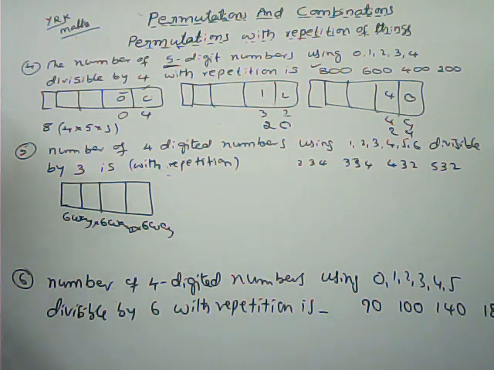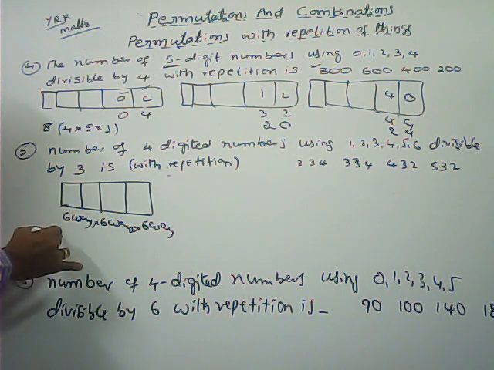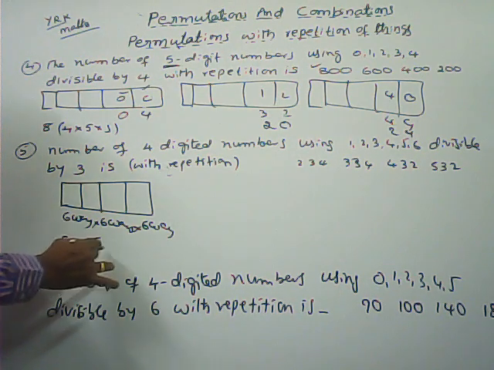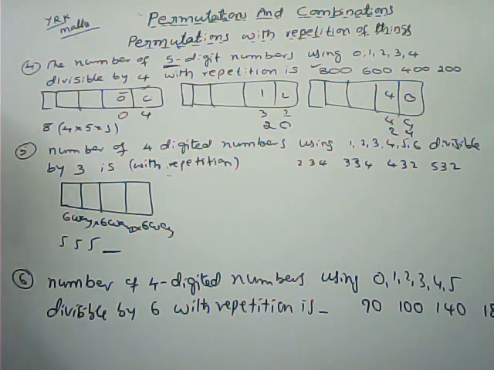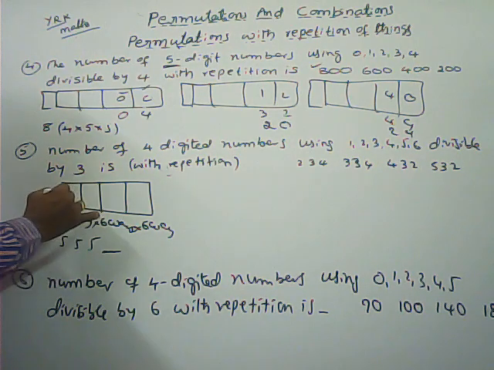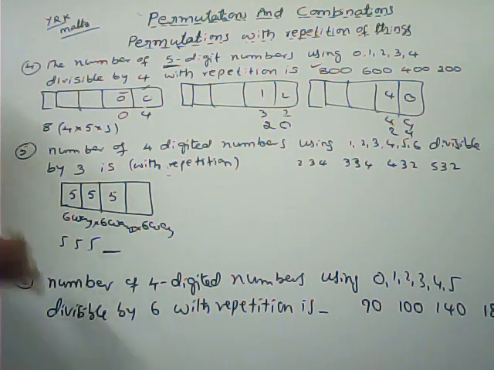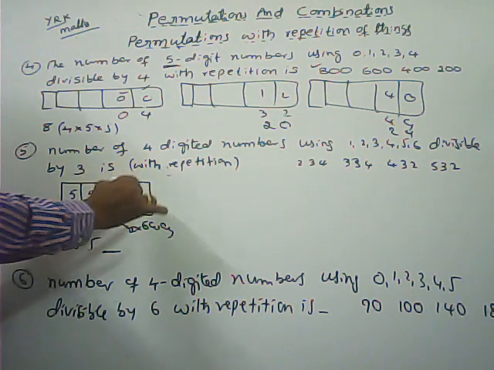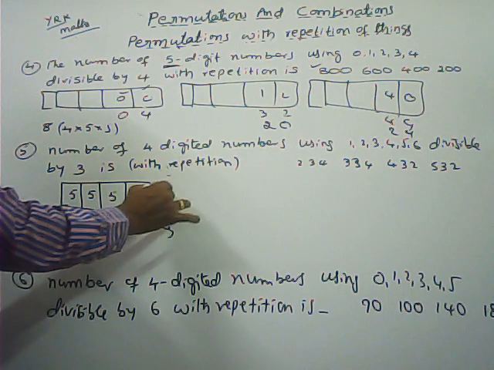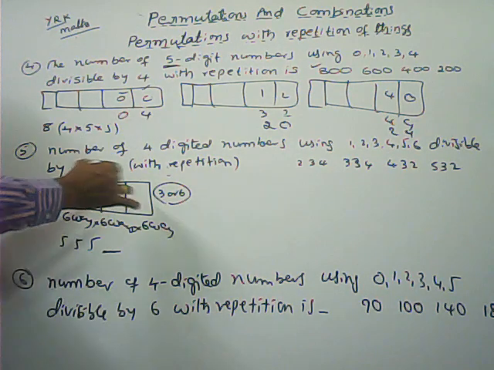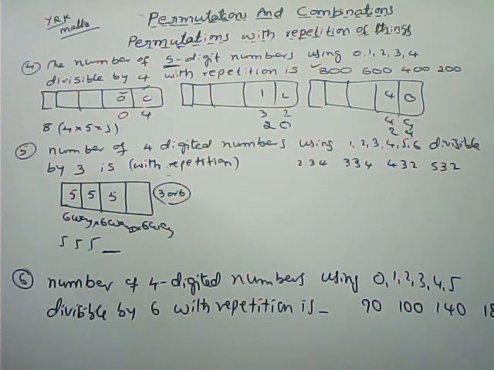For example, here I am keeping 5 5 5. Then what about the last digit? What about the sum of the digits here? 15. 15 means here I keep 5, here also 5, here also 5, 15. So the last digit should be either 3 or 6 only. 2 ways are there.